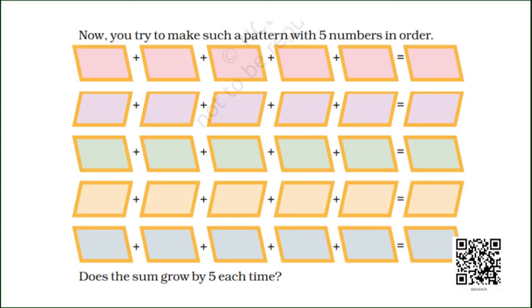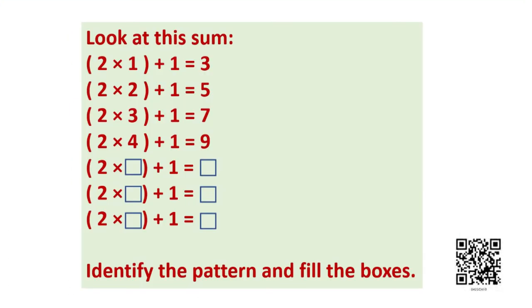Now, we will make another pattern of 5 numbers added together. But this is your task. You have to do it. Okay? After adding them, can you observe a pattern in that? Tell me whether you can observe a pattern. Now, let us see another combination of pattern. In this, we have to multiply as well as add. Let us see them. Look at this sum. 2 times 1 plus 1.